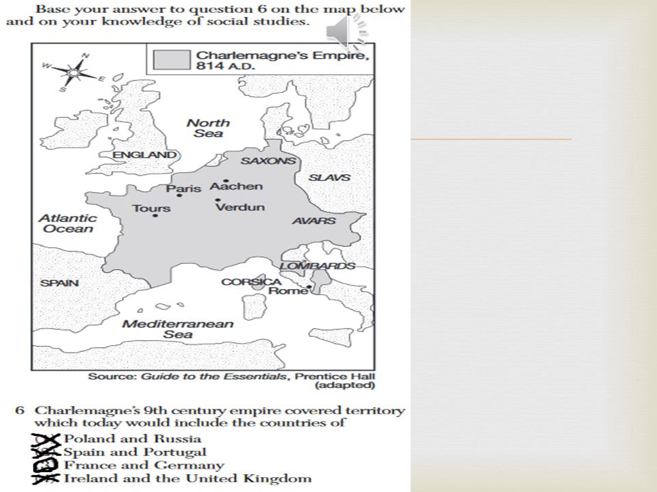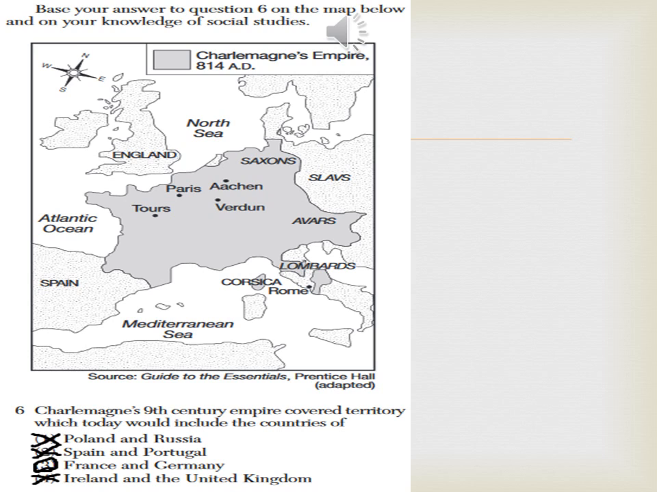let's see. Question number 6. Charlemagne was the king of the Franks. So be very careful with that one. Not a French monarch in terms of Louis XIV, but he was a king of the Franks who united large parts of Europe. But Charlemagne's 9th century empire covered territory which today would include the countries of, of course, France and Germany, but let's read the choices.